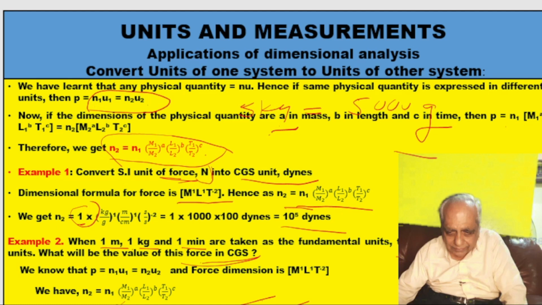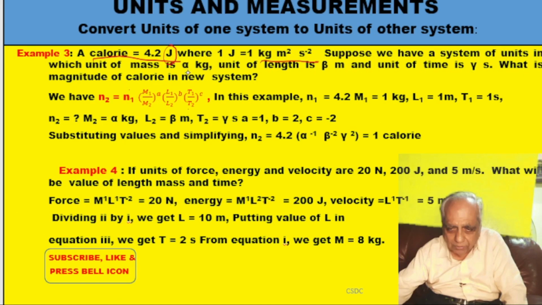Suppose we have a system of units in which mass is alpha kg, length is beta meter, and time is gamma second. So what is the magnitude of calorie? Calorie means 4.2 joule. So I want to find the equivalent number to 4.2 joule. Whatever number I get is equivalent to 1 calorie, because 1 calorie is 4.2 joule. So my N1 is 4.2.